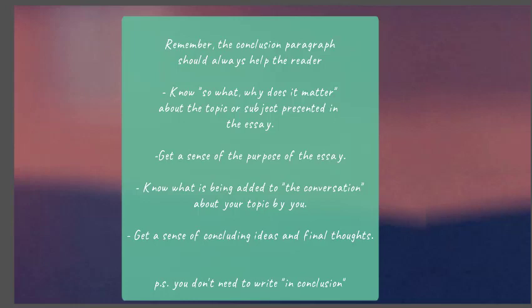Next, your reader should get a sense of concluding ideas and final thoughts. Basically, what that says is there's no need to write the phrase "in conclusion" in your conclusion. We should know from how the conclusion is developed that it is, in fact, serving as your conclusion paragraph.